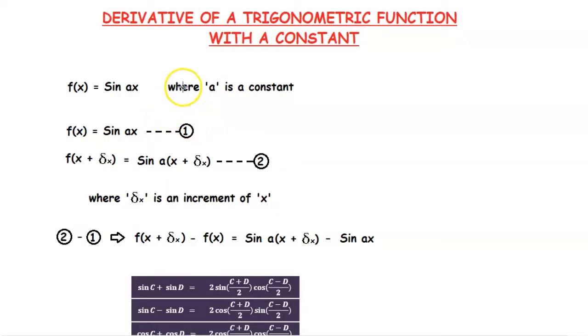Today, I will be proving the derivative of f(x) equals sin ax, where a is a constant, using the first principles. Here we have f(x) is equal to sin ax as our first equation, and like before, we can write our second equation as f(x + Δx) is equal to sin a(x + Δx). We have to mention here that Δx is an increment of x. So when we subtract equation 1 from equation 2, we get f(x + Δx) minus f(x) is equal to sin a(x + Δx) minus sin ax.